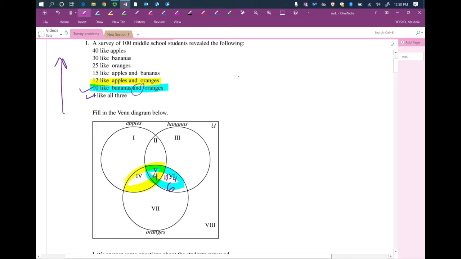We already know we have 4 students here. So we're going to do 12 minus 4. We're going to get an 8 right here. Then we're going to keep going.